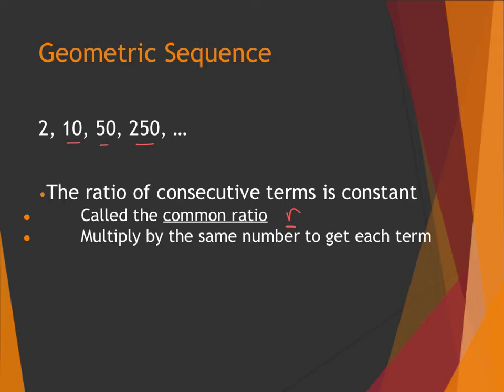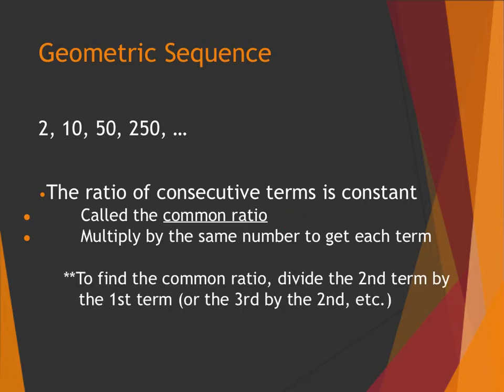So we could predict the fifth term: if I take 250 and multiply that by 5, we're going to get 1,250. And we can continue this pattern forever, essentially. So the key thing is you have to know how to find that common ratio, okay?